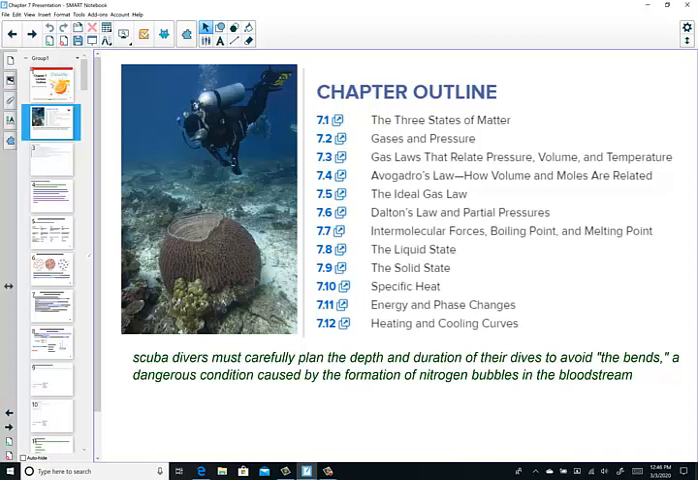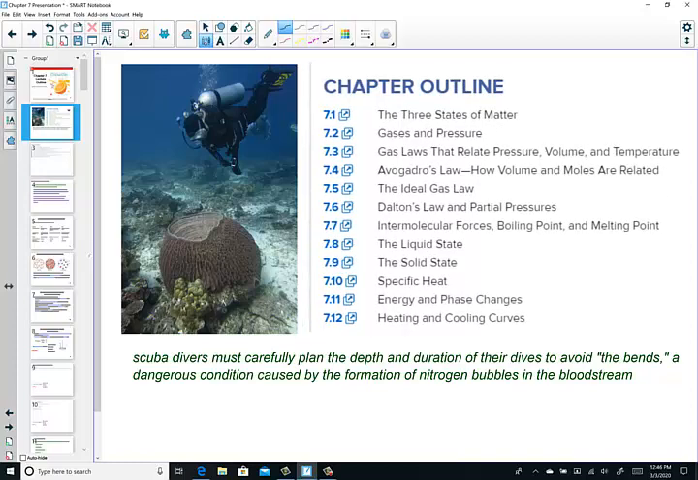Gases exert a pressure. That pressure we'll define as force per unit area. So as we define pressure, we'll learn that there's 3 different units in order to measure pressure. We'll examine how to convert between those. We'll look at gas laws that relate pressure, volume, and temperature. We call those Charles' law, Boyle's law, and Gay-Lussac's law.